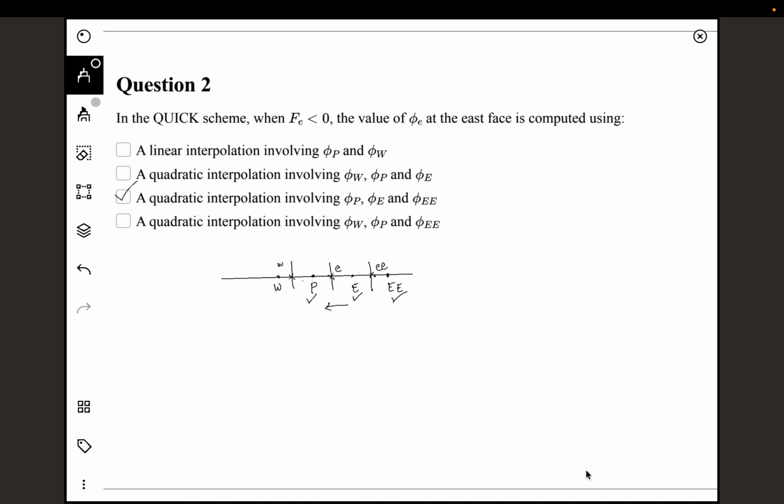So it's all about first you draw the grid, then identify the direction in which the flow is given. From that, decide the cell around which you are doing your expansion. If this is a cell, then take the two neighboring points along with that particular cell. That is what we'll be using for the QUICK scheme.